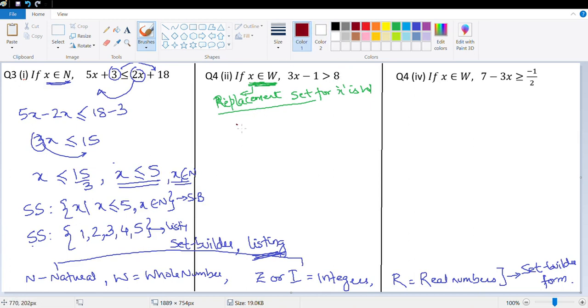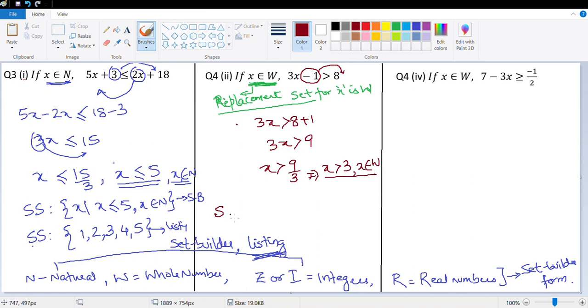So if this is 3x minus 1 is more than 8, I take negative 1 on the other side, which means this becomes positive. So it becomes 3x is more than 8 plus 1, 3x is more than 9. I take 3 on the other side, it becomes division sign. So this is x is more than 9 upon 3, which means x is more than 3 and x belongs to whole number.